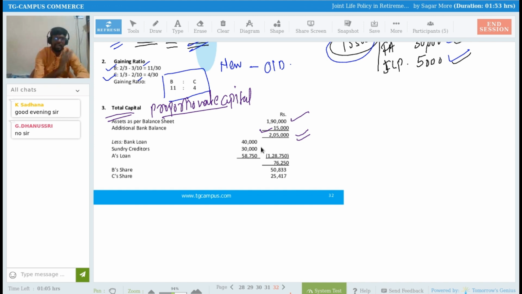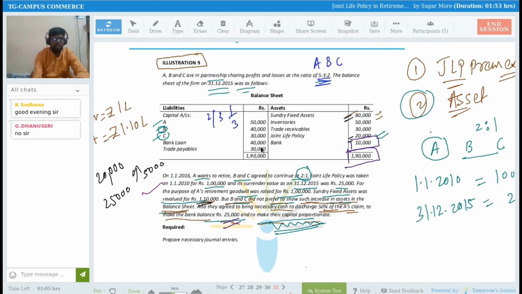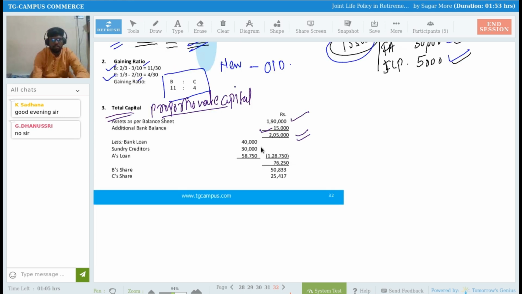Out of that, I need to subtract the liability part, right? So what is that at present? What are the outside liabilities? So bank loan of 40,000 and trade payable of 30,000 is there. So see here, bank loan of 40,000, sundry creditors 30,000. So these two amounts are there, right? And another liability will be there. You will get this liability only after preparing the retiring partner's account. Then only you will get clarity about this, right?